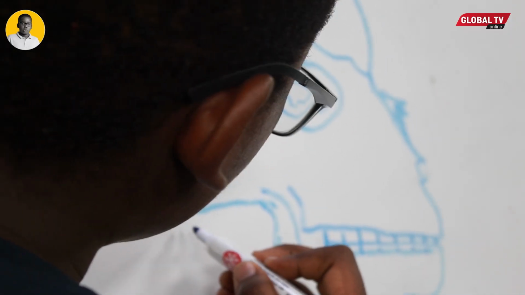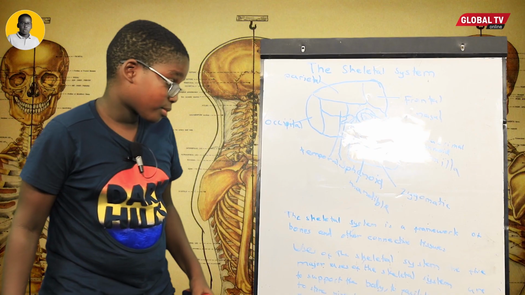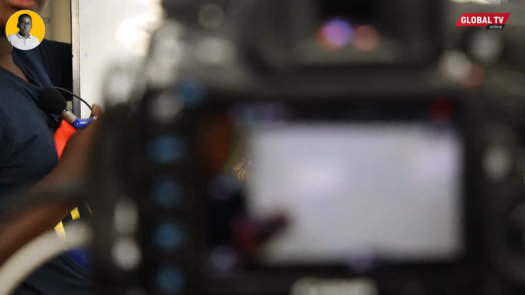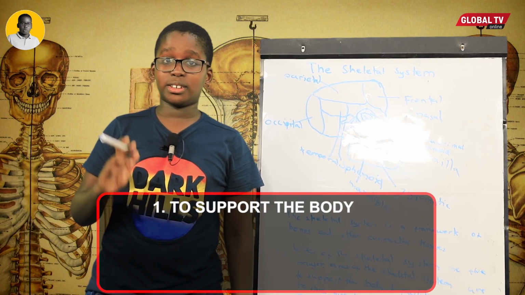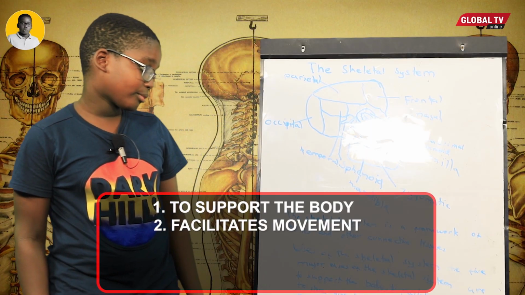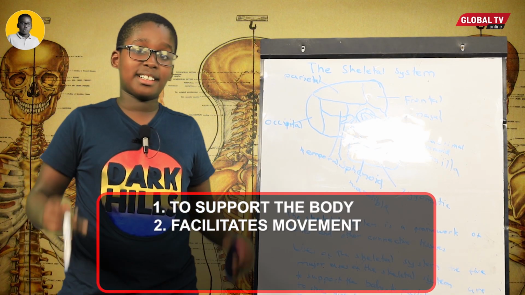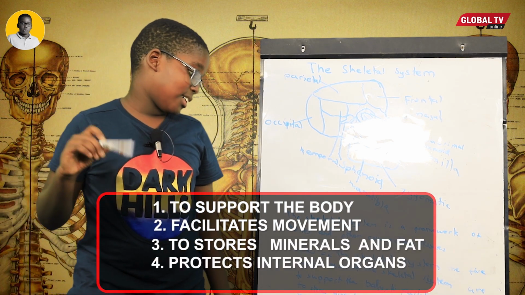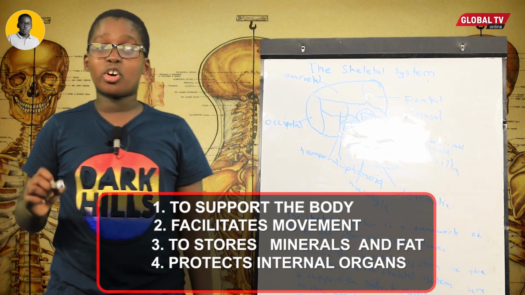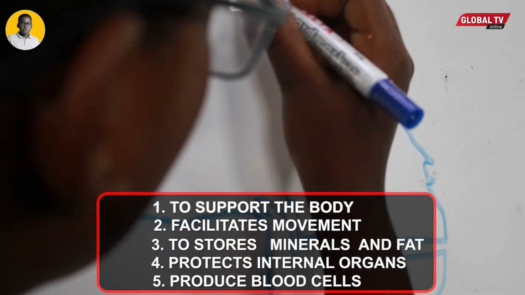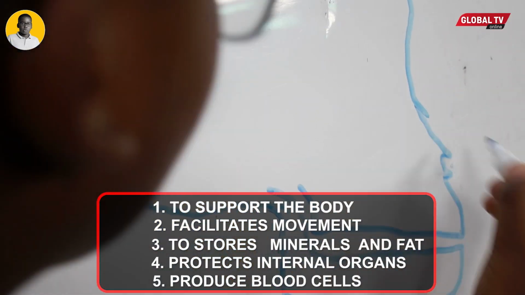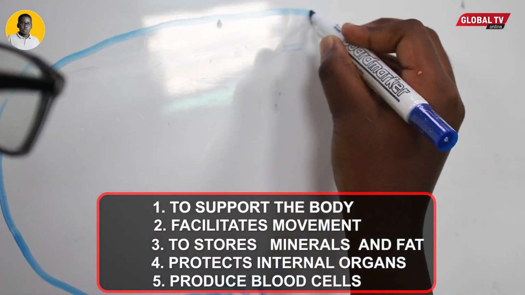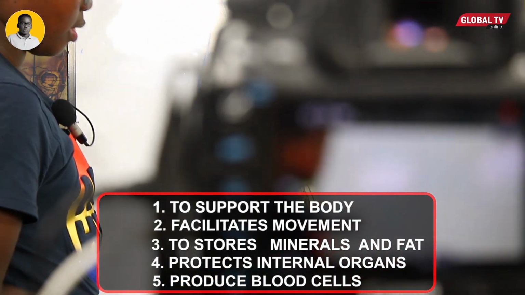And the uses of the skeletal system. The skeletal system has 5 major uses. The skeletal system is used to support the body, to facilitate movements, to store minerals and fat, to protect the inner organs of the body, and for production of blood cells. The skeletal system has other uses, but those are just the major uses.